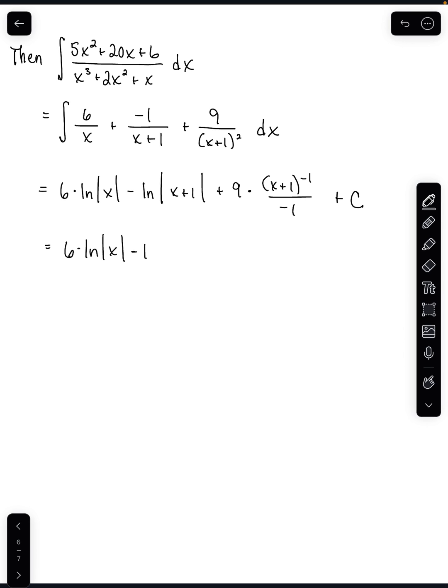Just to clean up that last term of this sum, we can write it as minus 9 over x plus 1. Now, in many cases here, the natural logarithms can be combined through properties of logarithms. That is not something that I am terribly concerned with. It is acceptable to me to leave it with the logarithms written separately.